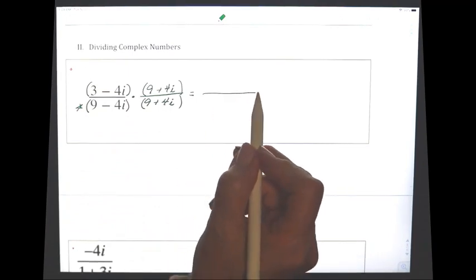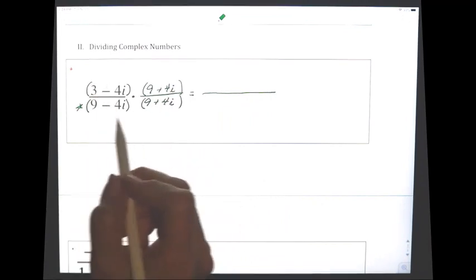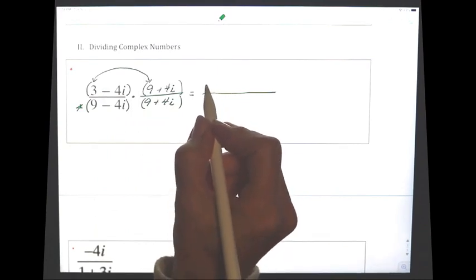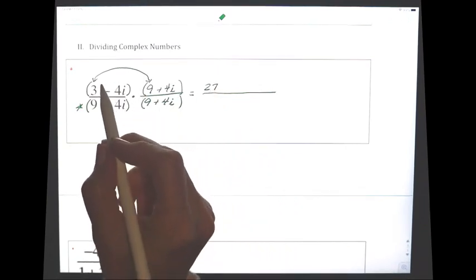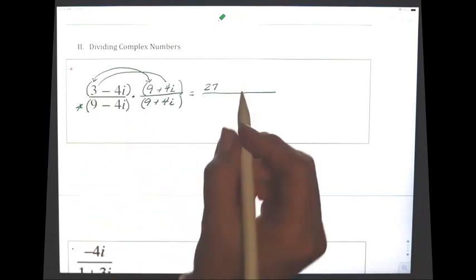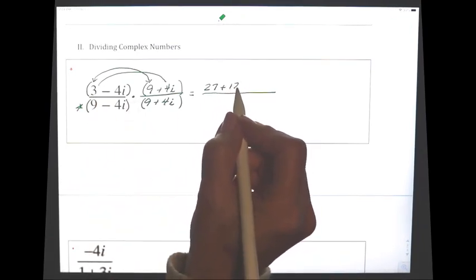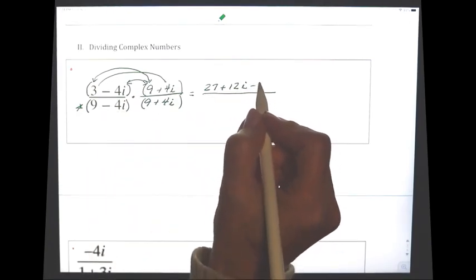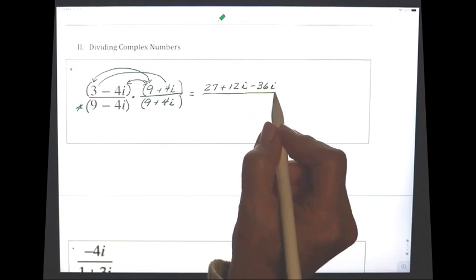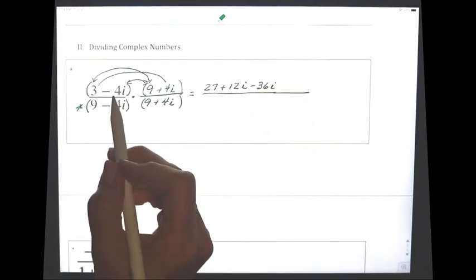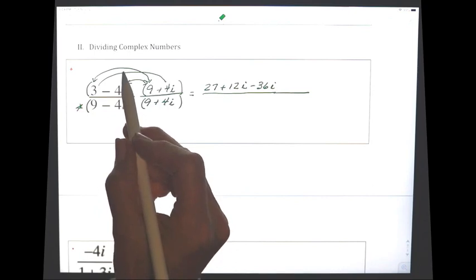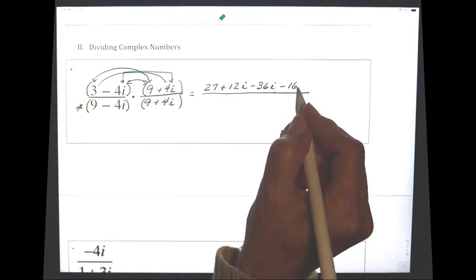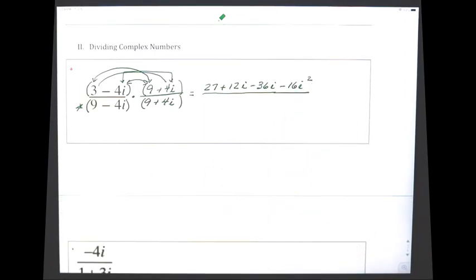and start multiplying. So you see all these FOIL operations here. First times first is going to give me 9 times 3 is 27. Then I'm going to do the outside product, positive 4i times positive 3. I'm going to do the inside product, which looks like negative 36i. I'm trying not to make any careless errors. And then the last times the last is going to be negative 4i times positive 4i, which looks like negative 16i squared. That's the top of the fraction.